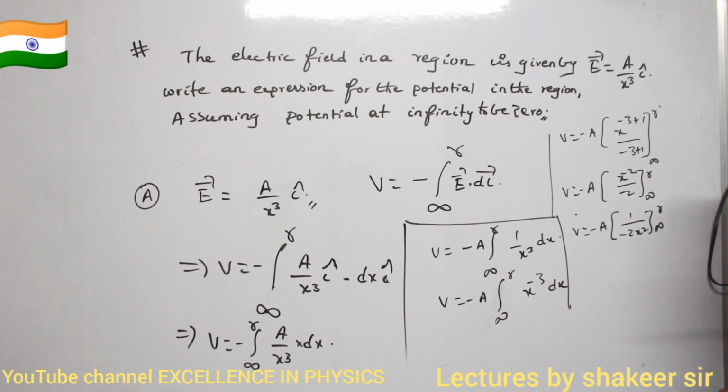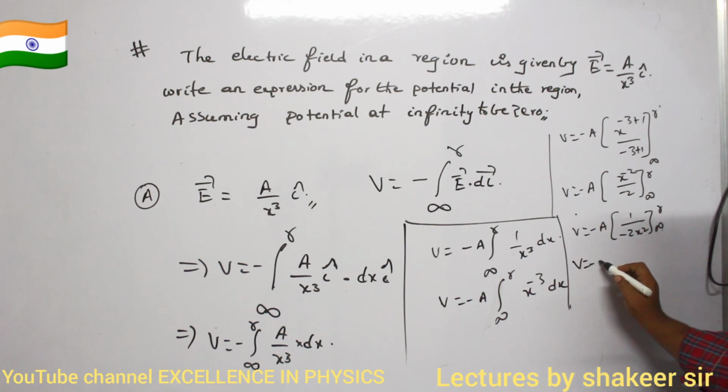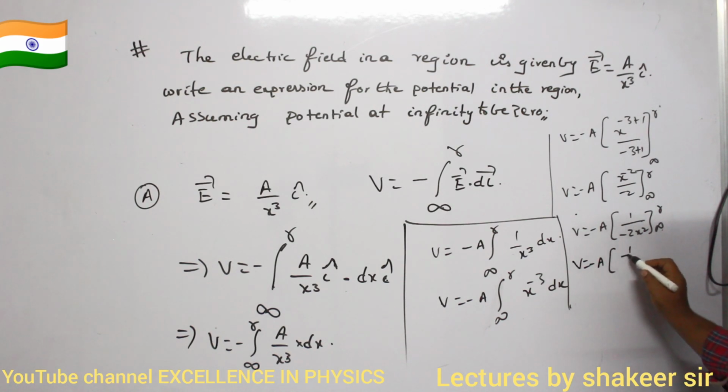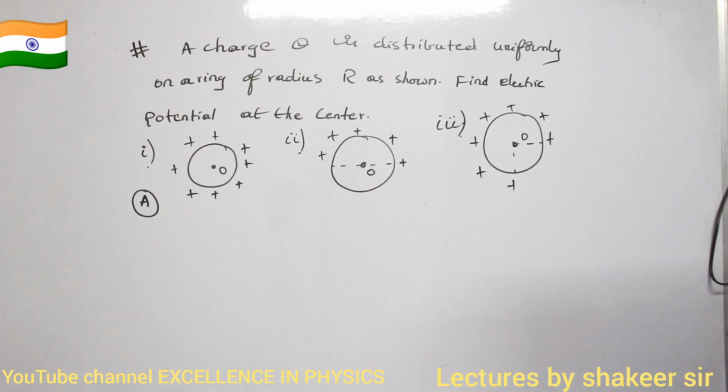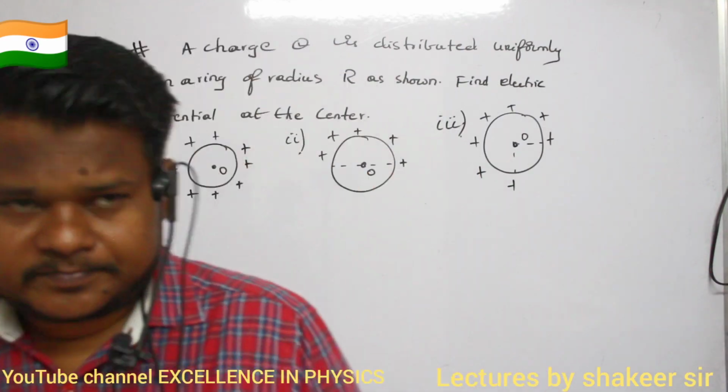First I will substitute the r value here. Then if I substitute the x value as infinity, the total will become 0. So V is equal to minus A into 1 by minus 2 into r square. So this is our answer. That's all, no? So can you say? Anybody?